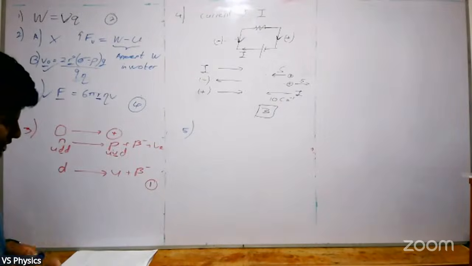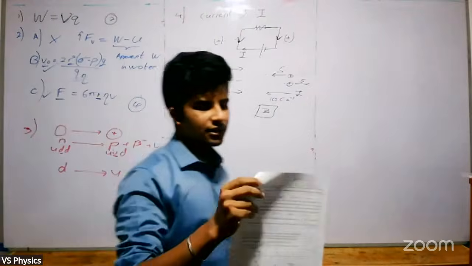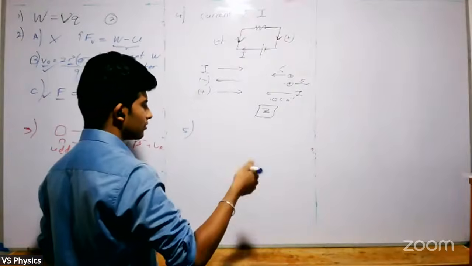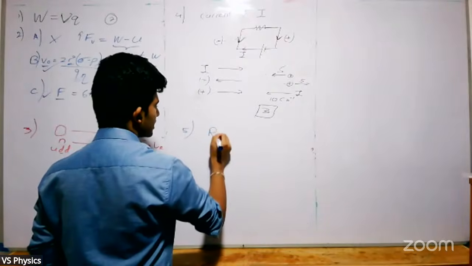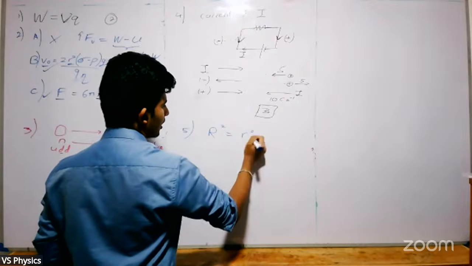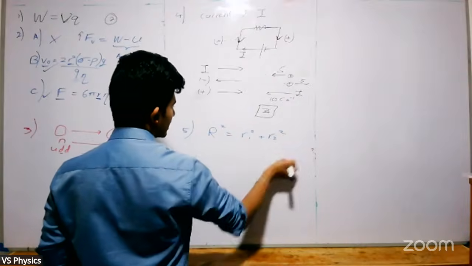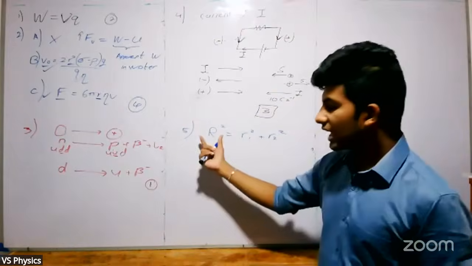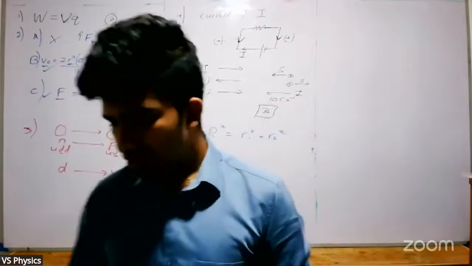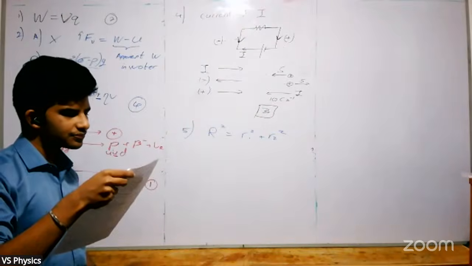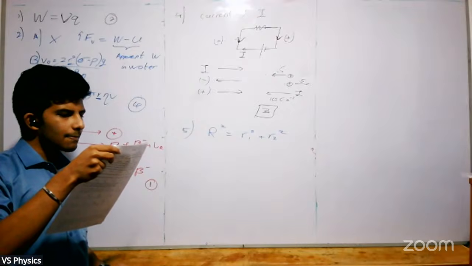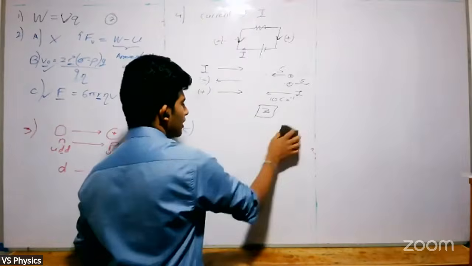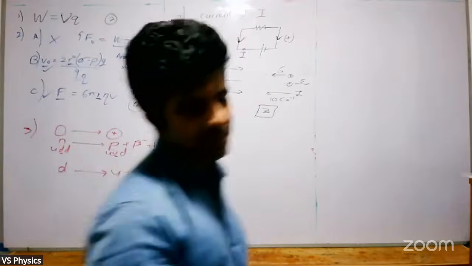A spherical liquid drop is broken into 8 identical drops at a constant temperature. In surface tension, the question is given like this, at a constant temperature. R1 square plus R2 square. This is how you get the final radius of the sphere when you have a soap bubble. Okay.